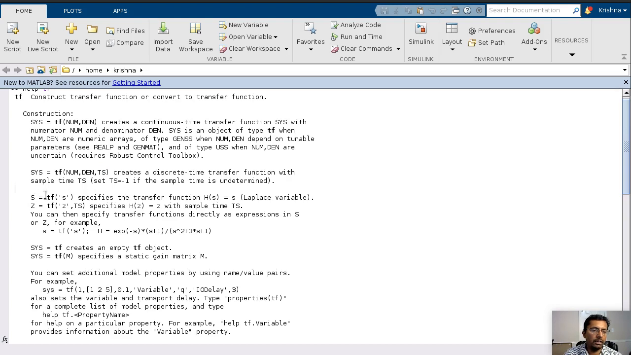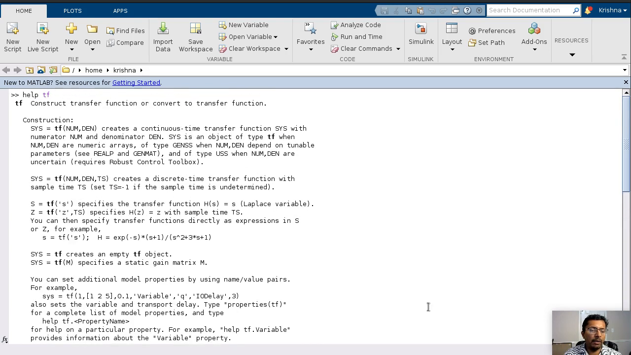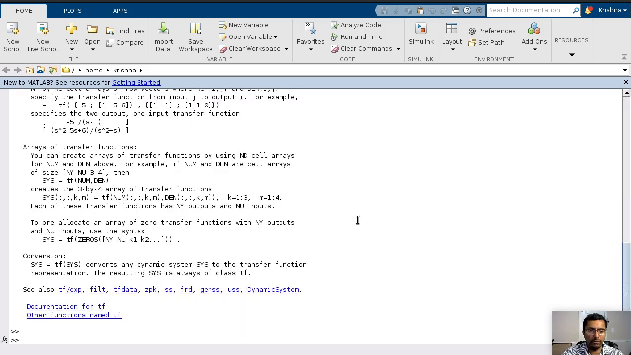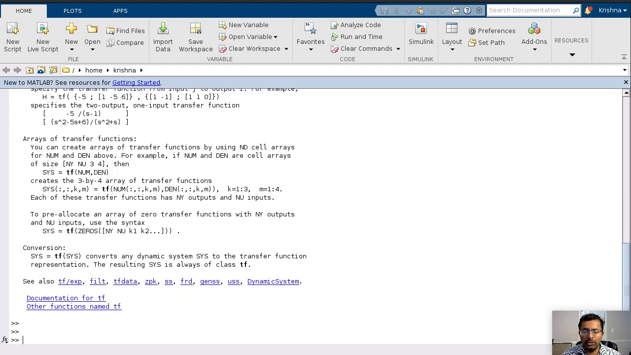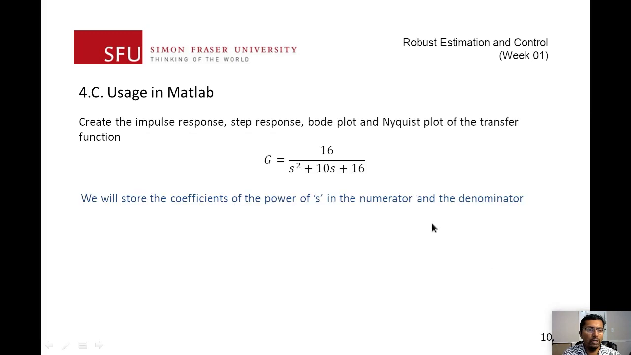We can also create S as TF of 's' and then do it in different ways. But we're going to look at creating a numerator and denominator polynomial. The numerator and denominator are going to be in decreasing powers of s. So let's create that first. We'll create the numerator and denominator, and then use those to create our transfer function. The first thing we're going to do is store the coefficients of the numerator and the denominator in two separate variables.